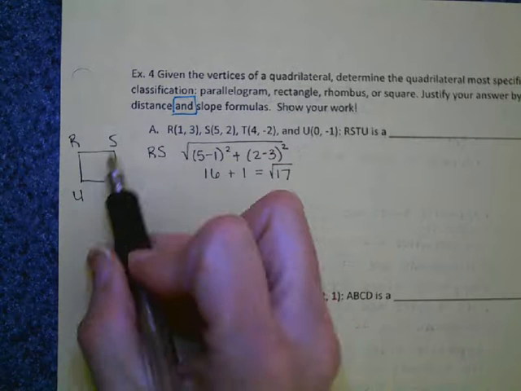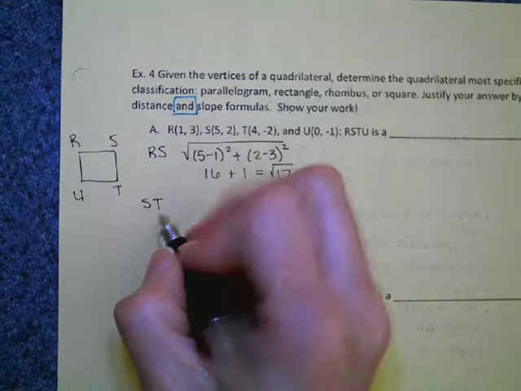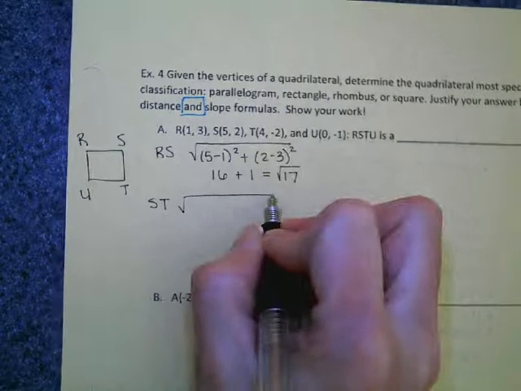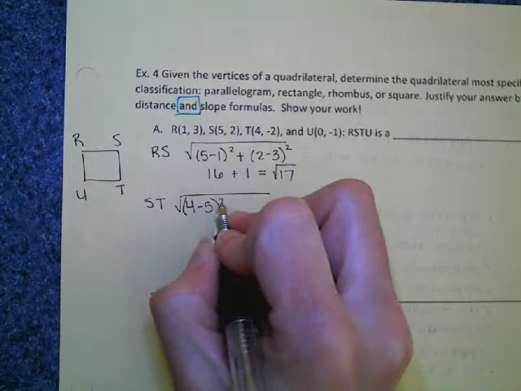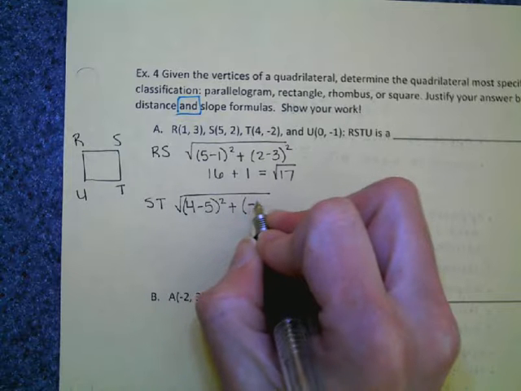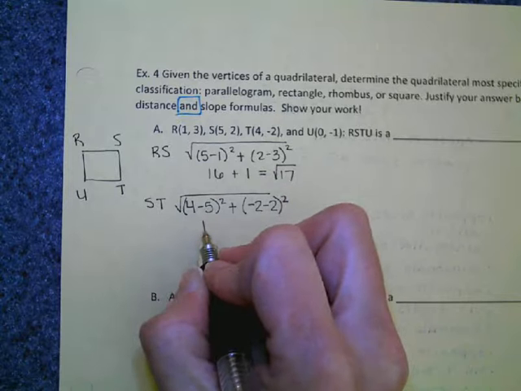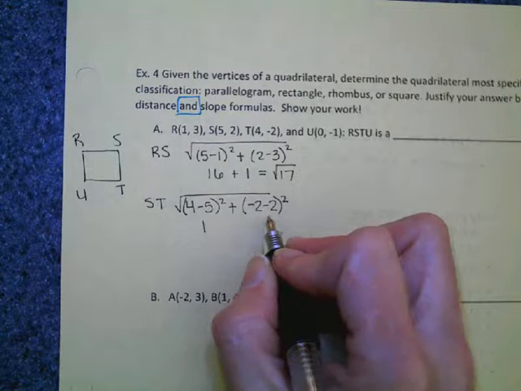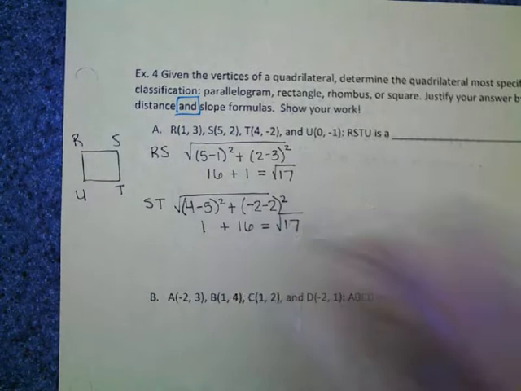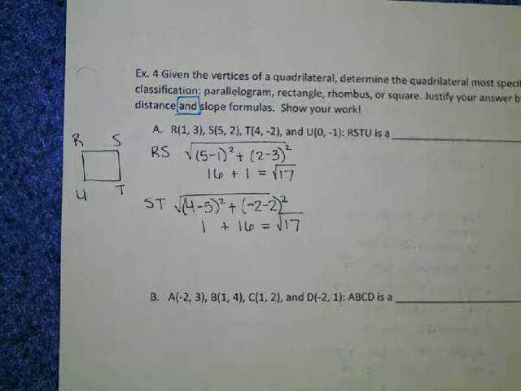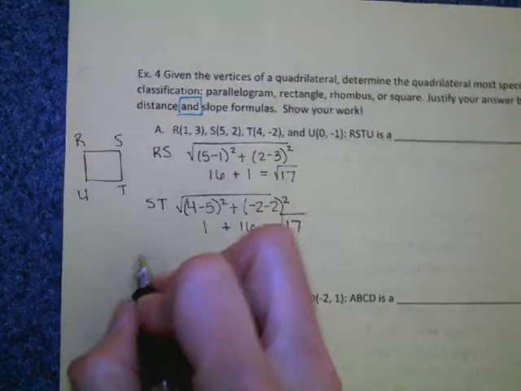So next side I would see is ST. So I'd look up here at the ordered pairs for S and T and find the length of those. So 4 would be my X, 4 minus 5 squared. And then my Y is negative 2 minus 1, squared. That's negative 1, which is 1. This comes out to negative 4 squared would be 16. So this one is also square root of 17. And I'm going to keep going around the whole four-sided figure like this. So the next one I did RS, ST, now I'm going to do TU, or UT.